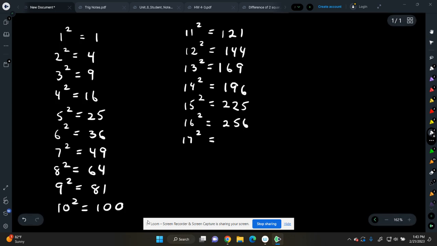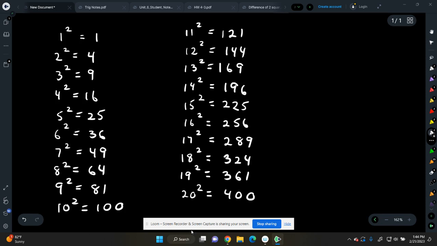17 squared. 289. 18 squared. 324. 19 squared. 361. 20 squared. 400. Wait, did you memorize this or were you doing it like... No, I haven't memorized.